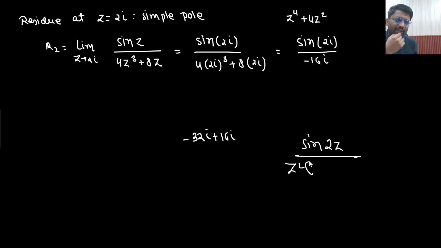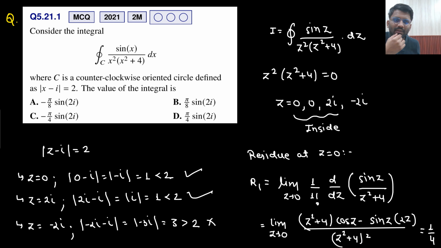Z square plus 4 could be written as z plus 2 iota and z minus 2 iota. Right? You need to find the residue at 2 iota. So this will create a problem. Remove that, now put 2 iota. So what will you get? Upper side it is sin 2z, or sin z.